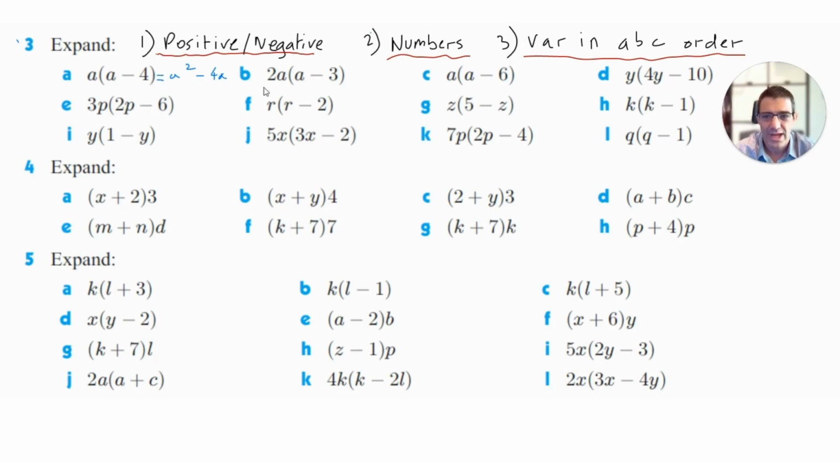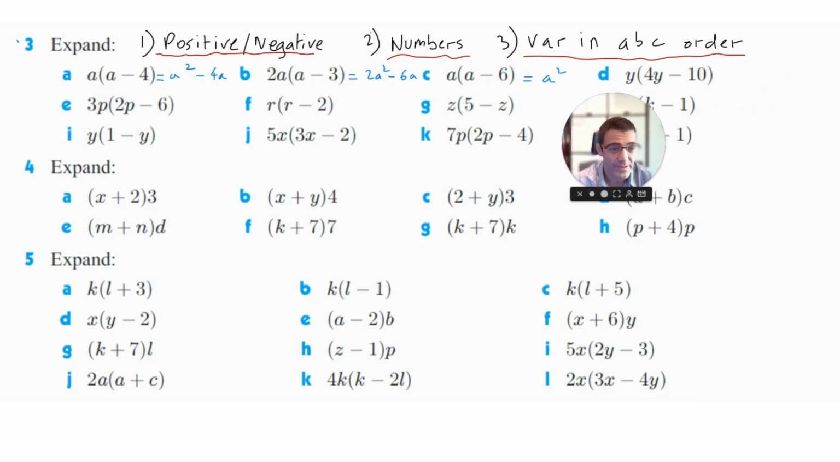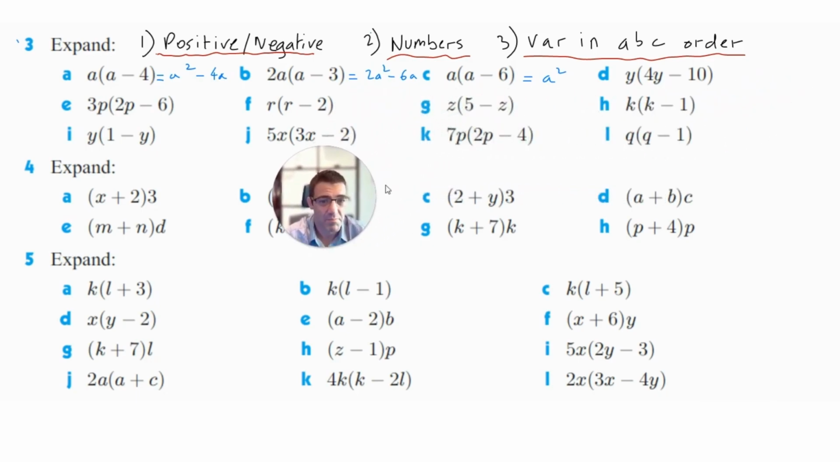In the second question, I have 2a times a. So 2 times 1 is 2. And then a times a is a squared. So notice how I'm doing the numbers separately from the variables. So 2a squared. And then a positive times a negative is a negative. So I do that first, so I don't have to think about the whole thing. 2 times 3 is 6. And then I have a little a hanging out. So minus 6a. In the next question, I have a times a, which is a squared, and then I have a times negative 6, so that's a negative number, and it'll be minus 6a.